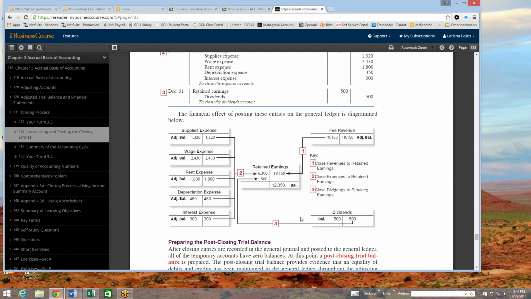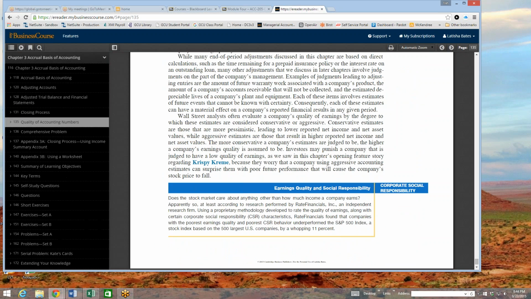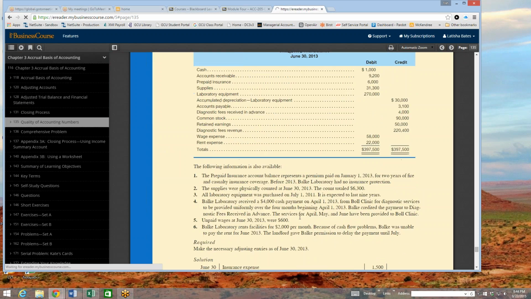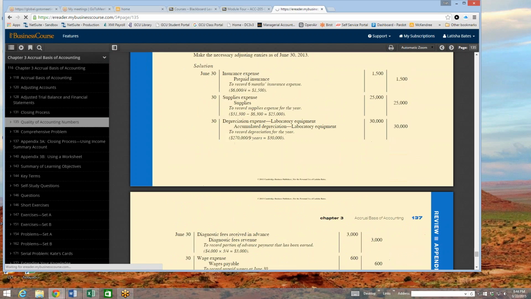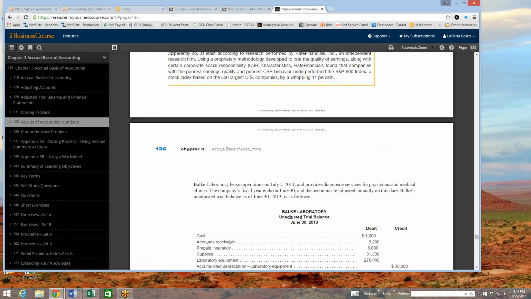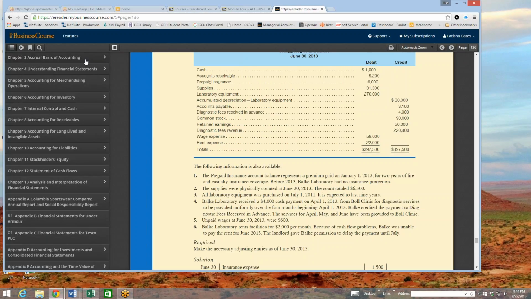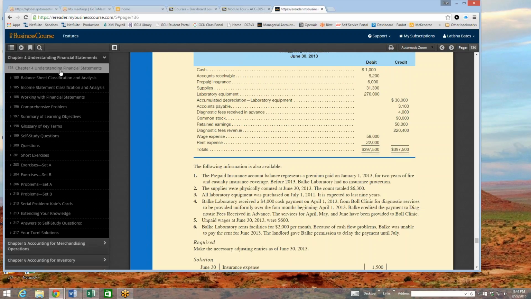Closing revenue. I don't think you're going to have too much on closing the revenue, that stuff. It's more understanding the journals and how to do those. So chapter 3 is a good resource. Understanding financial statements.